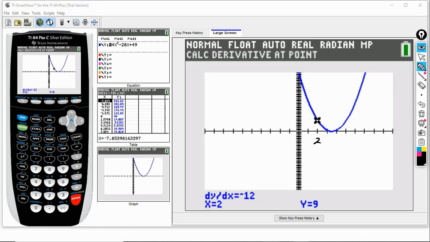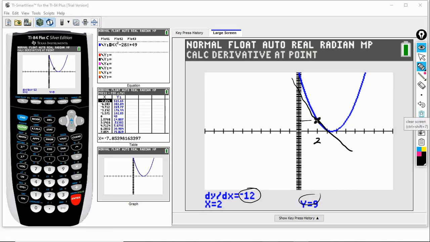This would be the y, which is 9, as we can see here. And then by plugging in 2 in the derivative, we also got negative 12. And that is, again, the gradient of the tangent at that point. So more or less a line that goes through there, obviously with a steep negative slope.